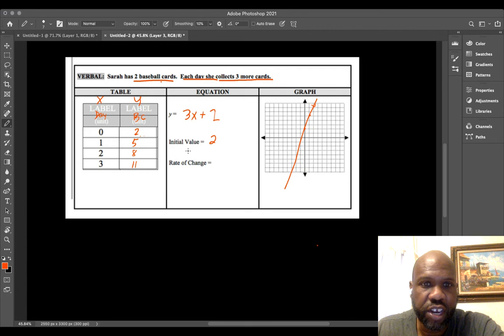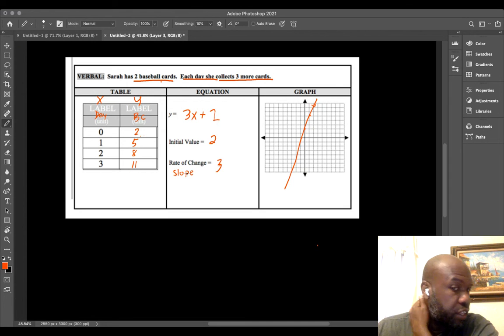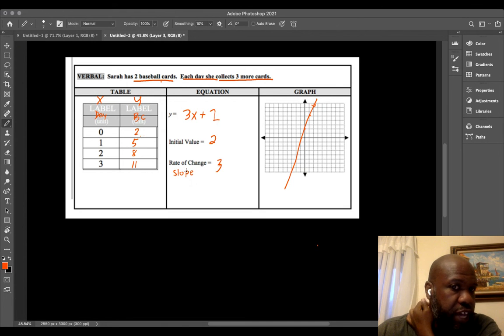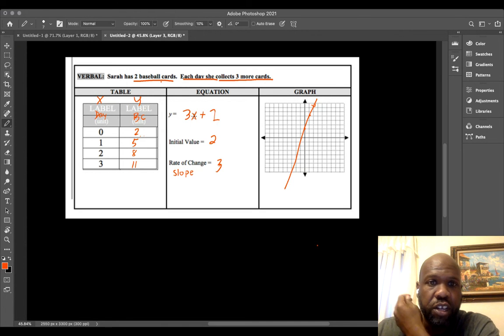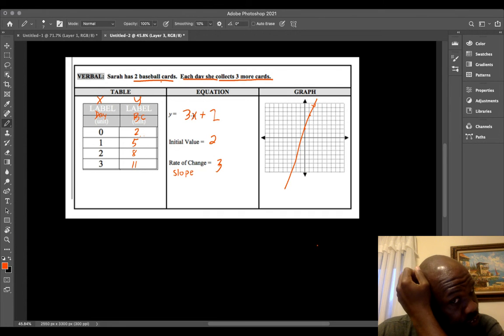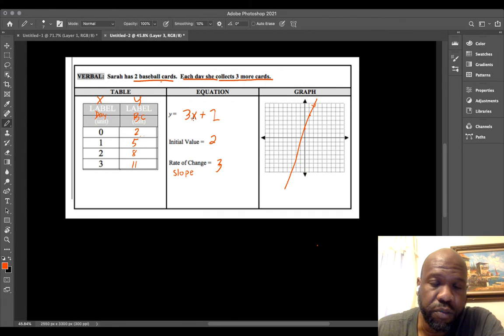Now, the rate of change is another thing. What is going to be the change? So every day, what is it changing by? Okay, so if you think about it, 3 times x. So however many days, you're going to get 3 more cards. So the rate of change is going to be 3. Okay, so the rate of change is also called the slope. We'll start talking more about that as we go along in the process of exactly how to get that information. But right now, we basically look at the equation and look at the value in front of the x, and that's going to give us the value of the rate of change.